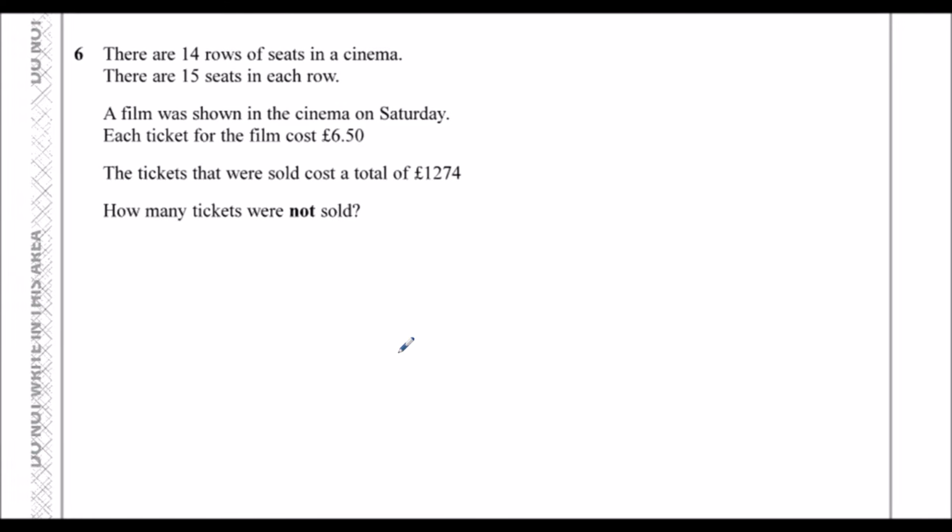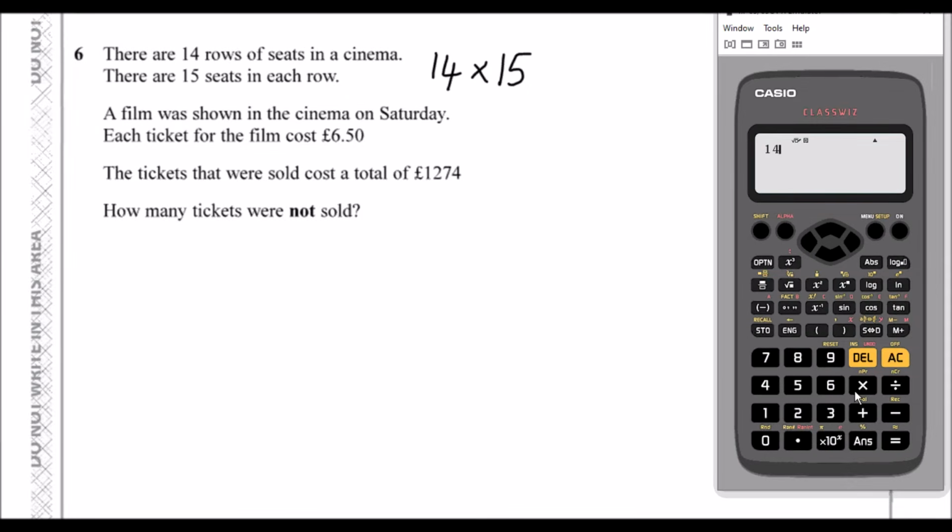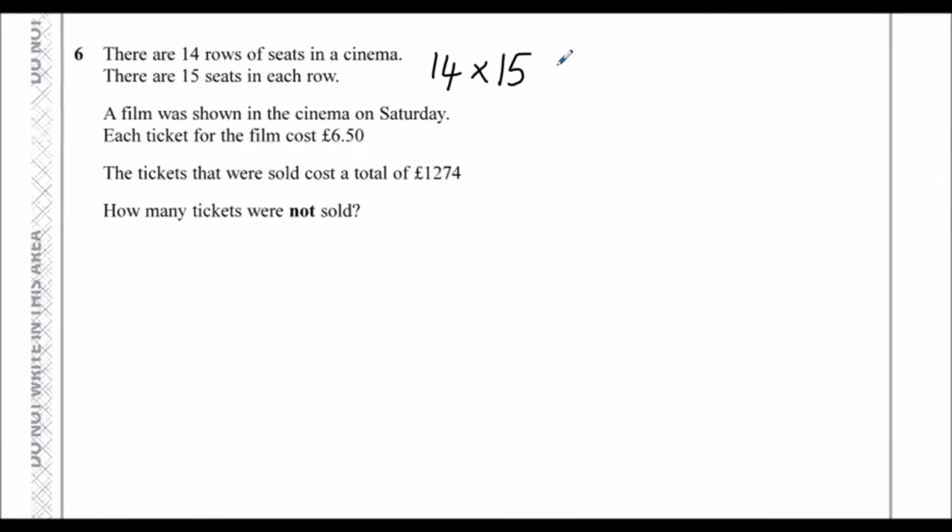Question 6. There are 14 rows of seats in a cinema. There are 15 seats in each row. So we're going to need to know how many seats. So 14 rows, each with 15 seats on them. 14 times 15 is 210. So 210 seats.